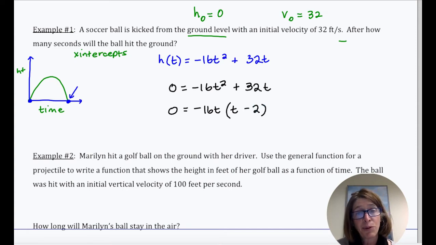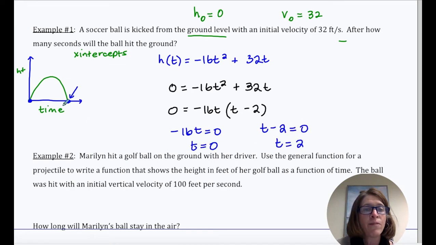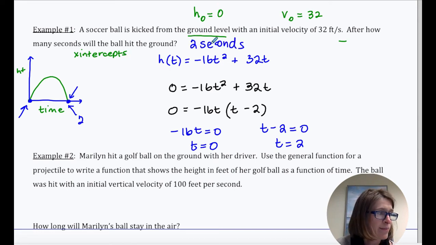I now use the zero product property, and I set each factor equal to 0. So t is equal to 2 and t equal to 0. The first one we already know, so this one would be 2. So the answer to after how many seconds will the ball hit the ground is 2 seconds. Okay? All right, let's try another one.